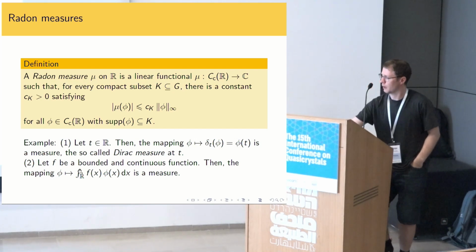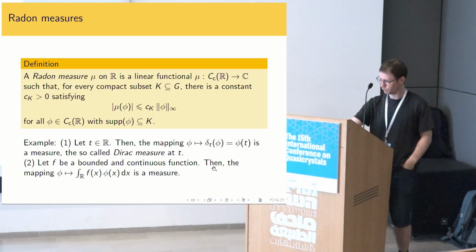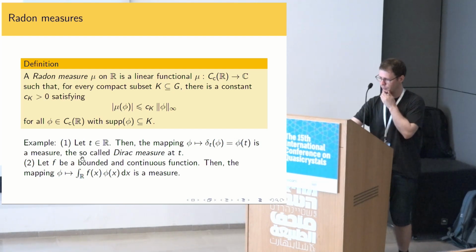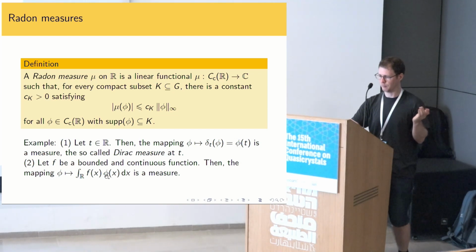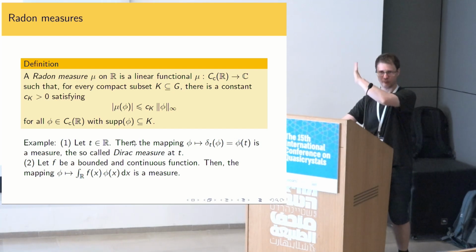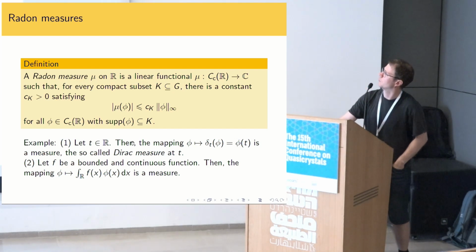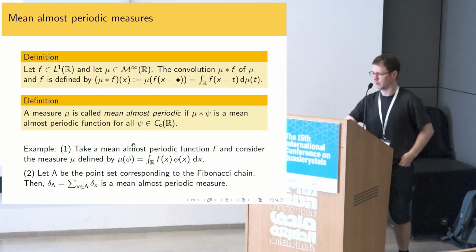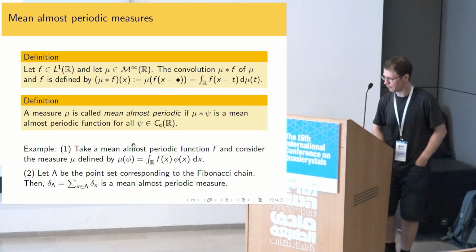And maybe a second example. If we have a nice function, let's say bounded and continuous, then the following mapping: I take f and map phi to the integral of f of x phi of x dx, which is a number, it's an integral. This is also a measure. But like I said, I want to keep this brief. This is as much as I want to tell you about measures, except one thing.